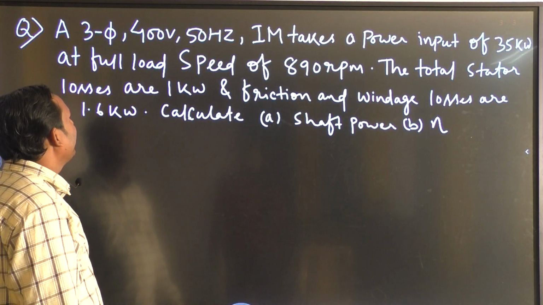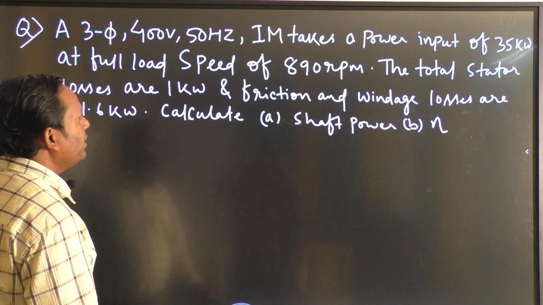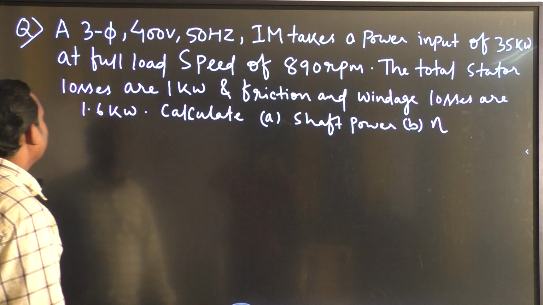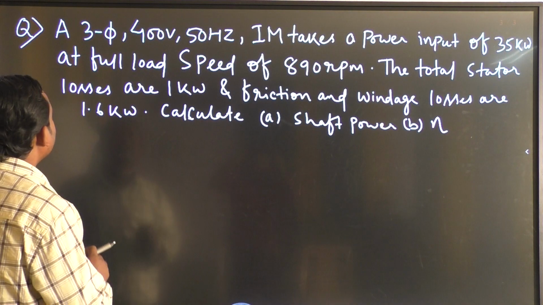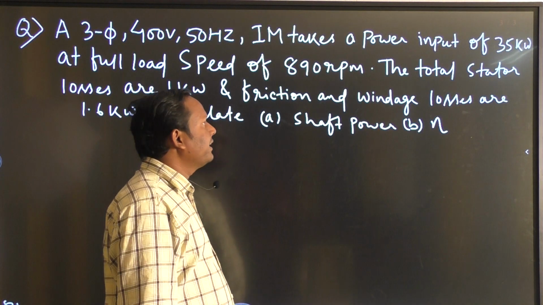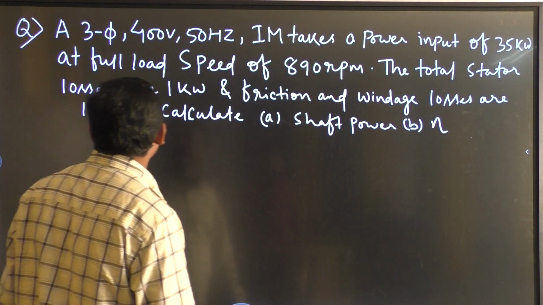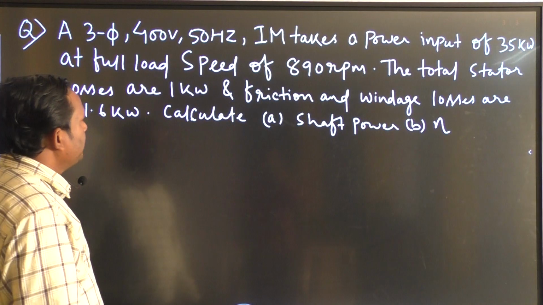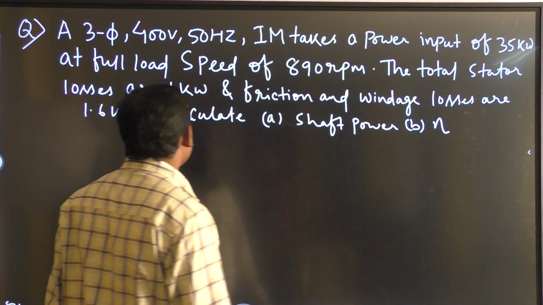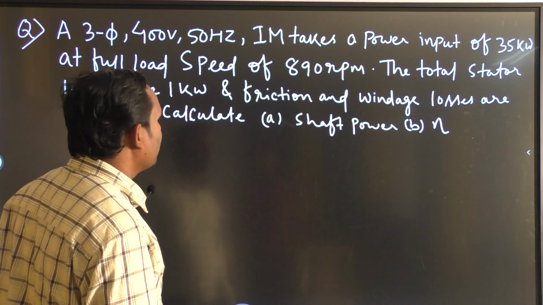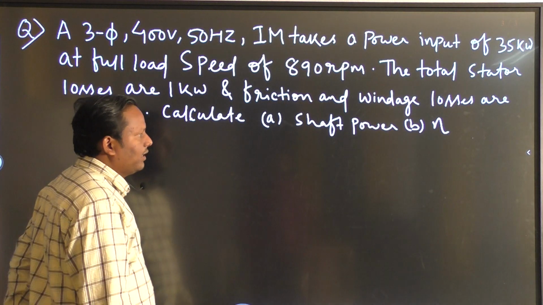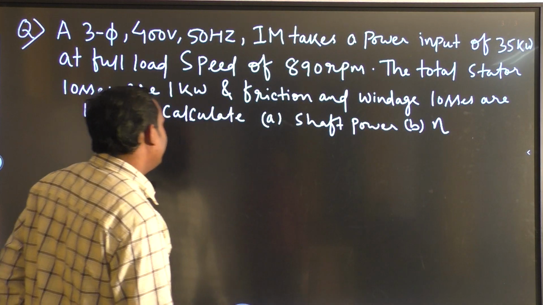So after the power flow diagram, we are about to discuss a numerical problem in this topic, power flow diagram. First I read the question. A 3-phase, 400 volt, 50 Hz induction motor takes a power input of 35 kilowatt at a full load speed of 890 rpm. The total stator losses are 1 kilowatt and friction and windage losses are 1.6 kilowatt. Calculate (A) shaft power, (B) efficiency.